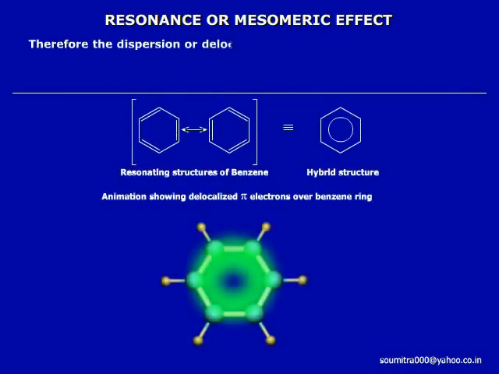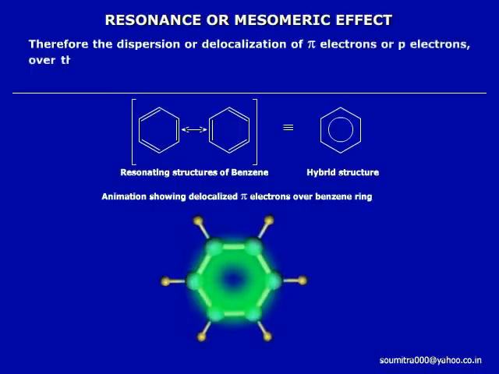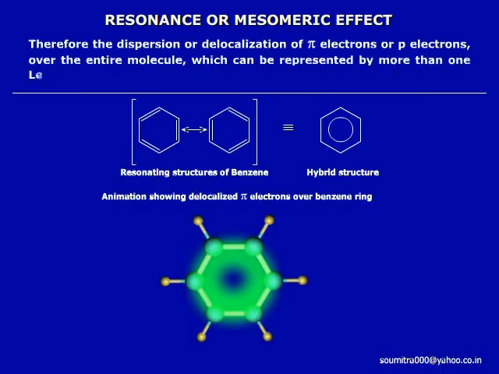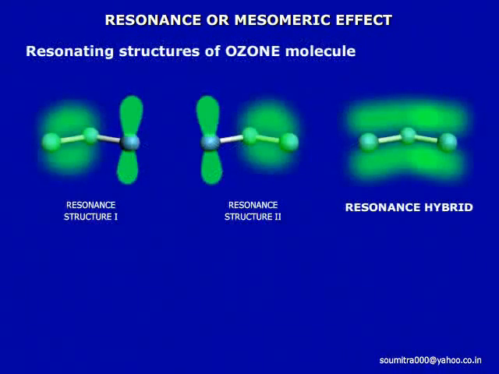Therefore, the dispersion or delocalization of pi electrons or p electrons over the entire molecule, which can be represented by more than one Lewis structure, is called a resonance or mesomeric effect. The electron charge is maximum dispersed in the resonance hybrid structure. Therefore, it is the most stable and of lowest energy.